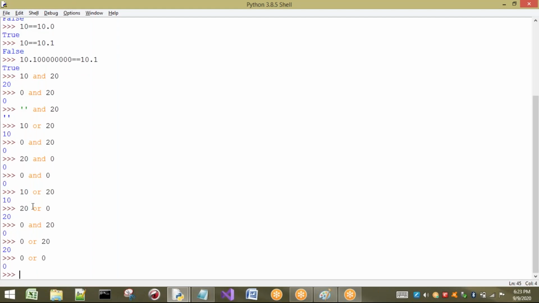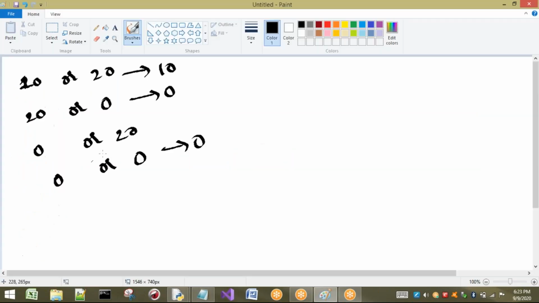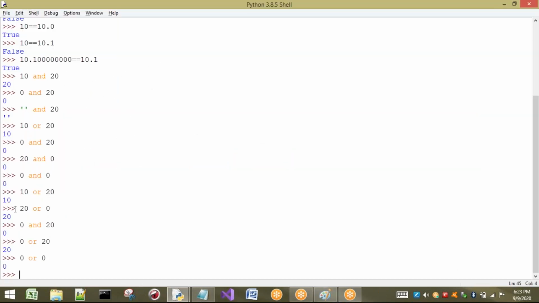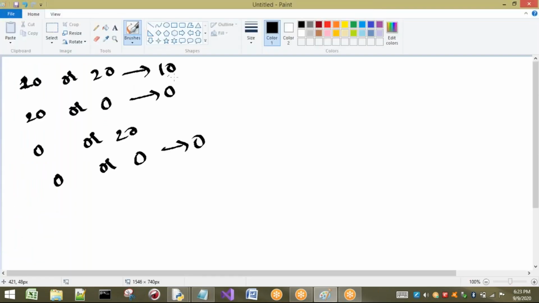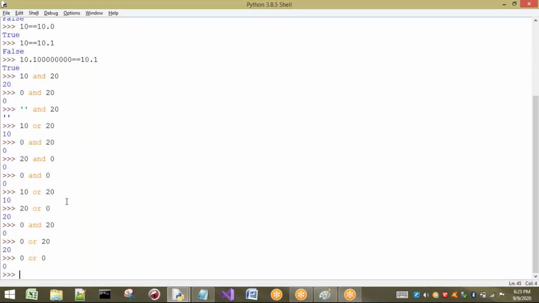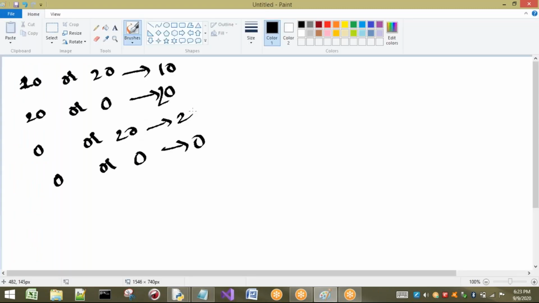So when I consider 10 or 20, the answer is what? 10. 20 or 0, it will give you what? 20. Right. Next one, 0 or 20, it is giving you 20. Next one, 0 or 0, it is giving you 0. So what is the rule here?